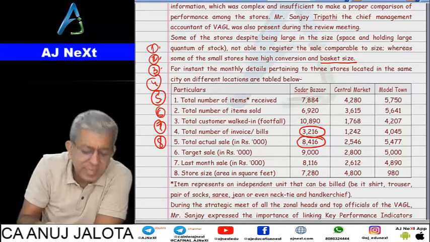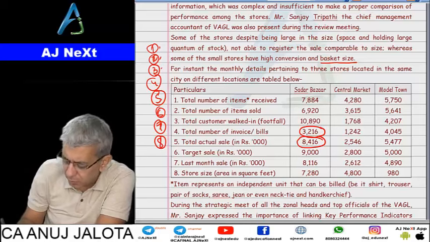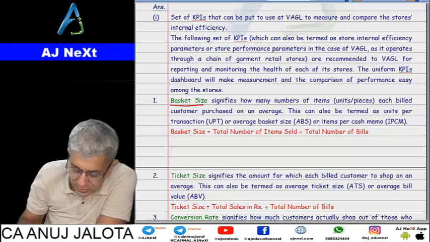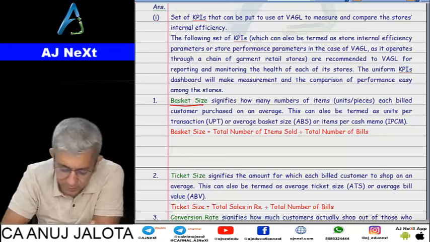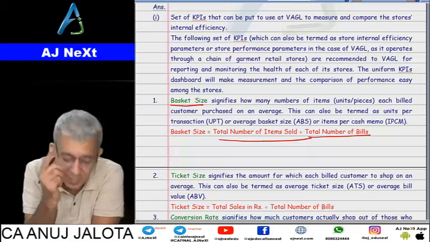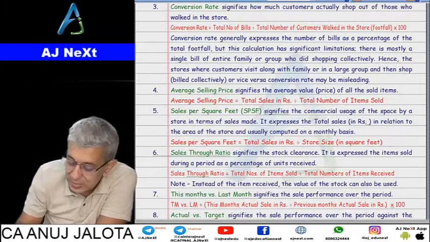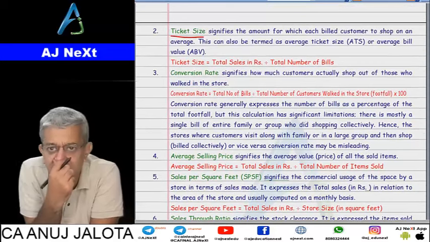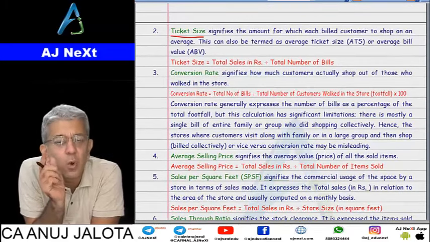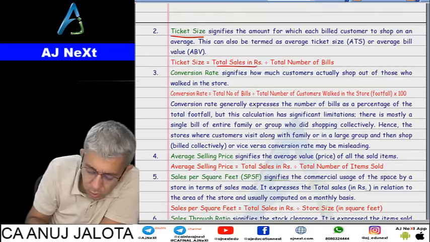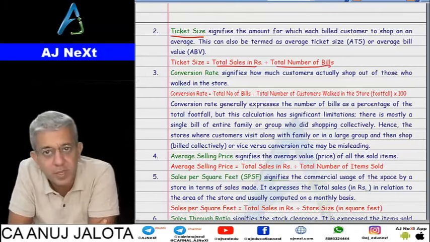Now, these are the 8 KPIs that you all can be computing, and that is whatever we are going to be writing over here. So, basket size will represent in one bill how many items you all sell. That is one thing. Second, ticket size in this particular case, the last thing that I told, that is on an average, every bill has what sales value. So therefore, our total sales divided by total number of bills.